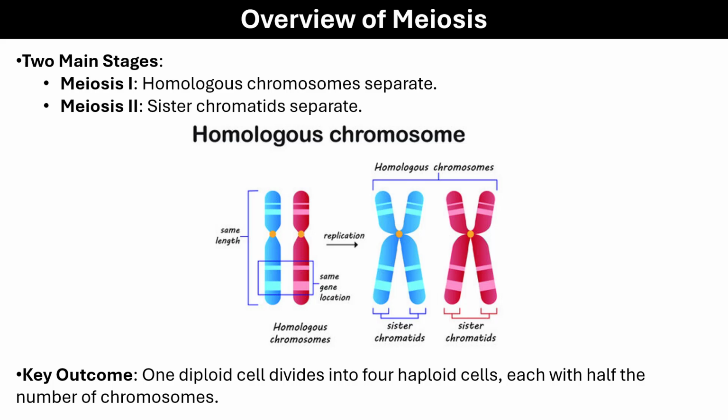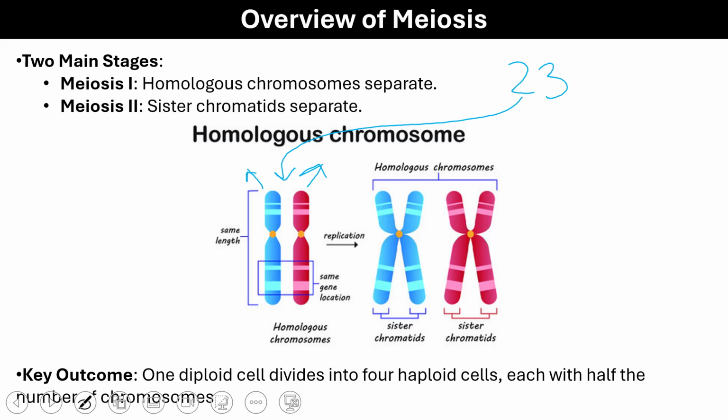Before getting into the details of stages of meiosis, let's first understand what are homologous chromosomes. As mentioned before, human beings have 23 pairs of chromosomes. Let's say this is one of the pair that we are talking about. One chromosome came from the mother and one chromosome came from father.